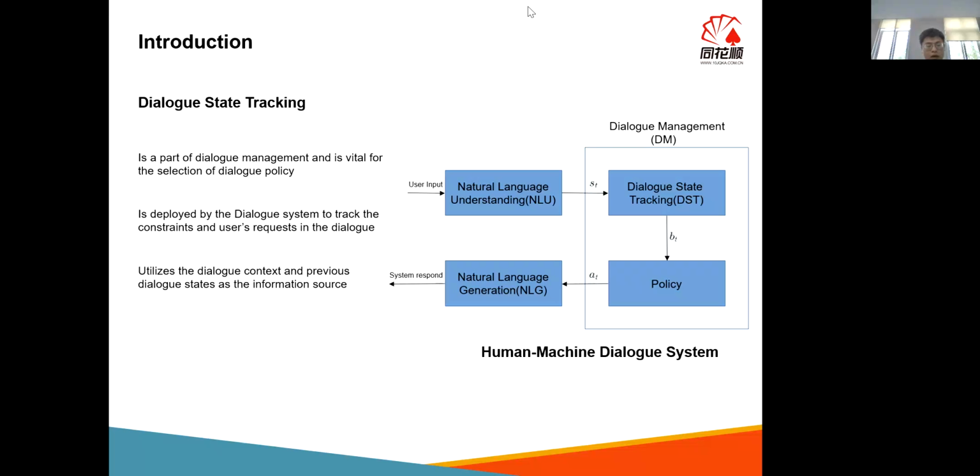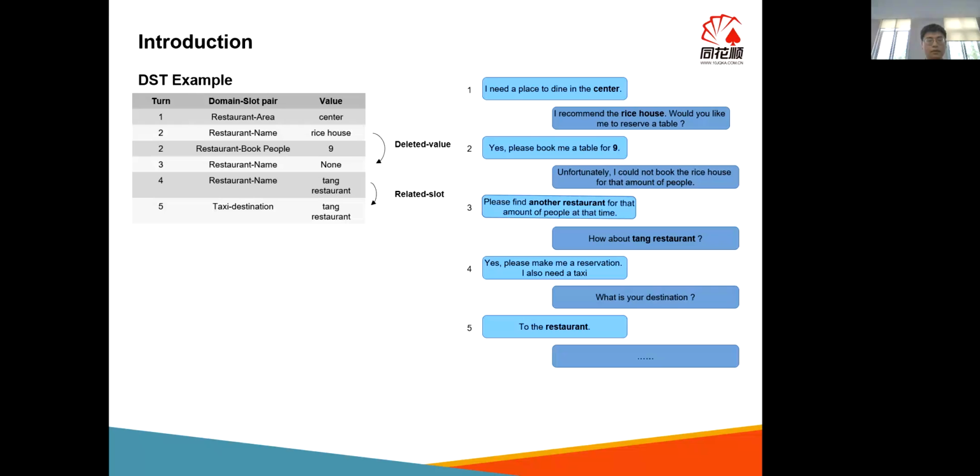Dialogue state checking, which is short for DST, is a part of the dialogue management component. The function of the DST is to check the constraints and users' requests in a dialogue, which is vital for the next step in the pipeline, namely selection of the dialogue policy. DST gathers the information normally from the compositions and sometimes from the previous dialogue states.